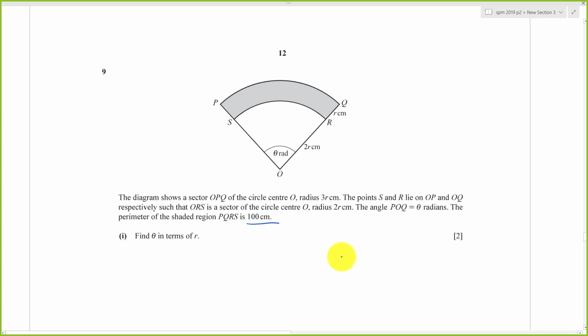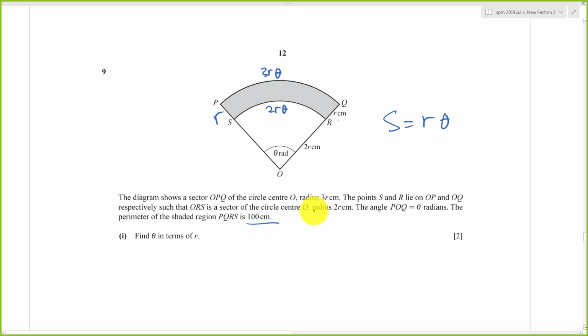Okay. So we know this is r and r, and we need to know both arc lengths. The formula for arc length is s equals r theta. So in this case, my radius is just 2r, so this is 2r theta. For the bigger arc length here, PQ, the radius is 3r, so it's just 3r theta.